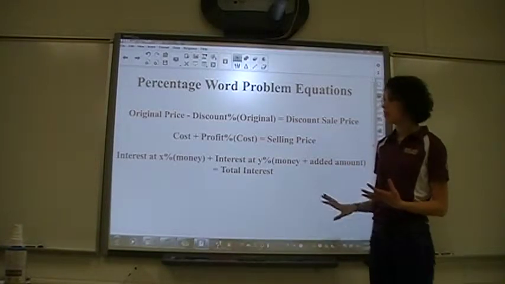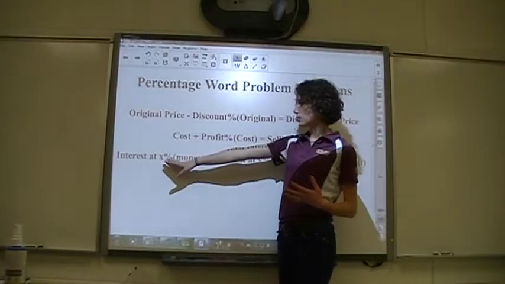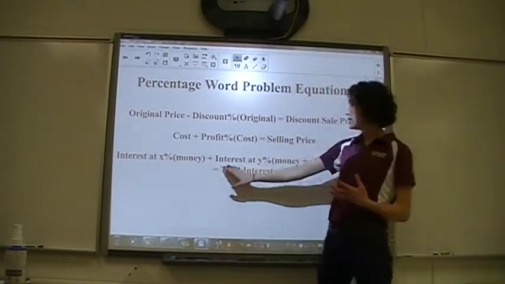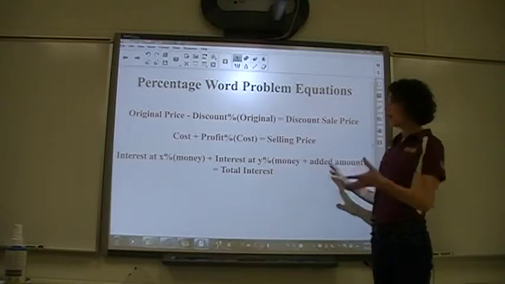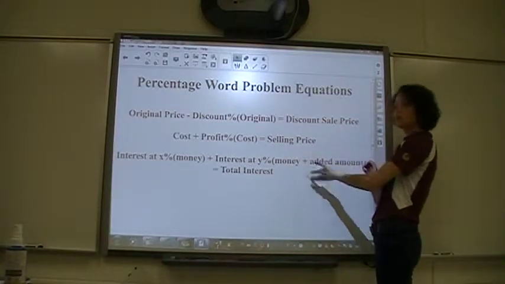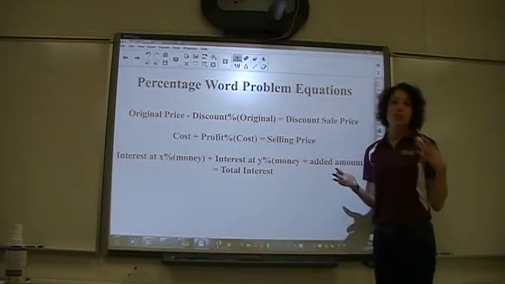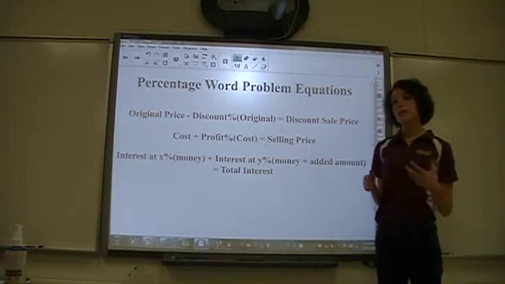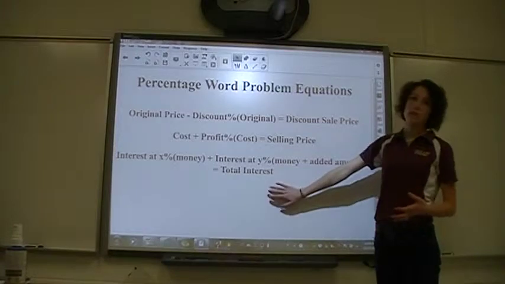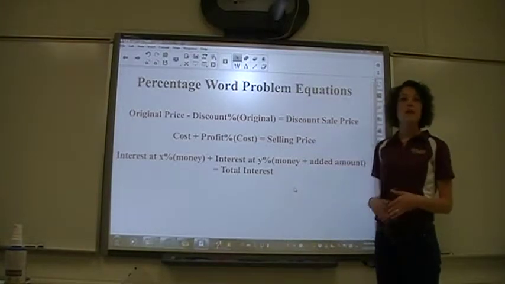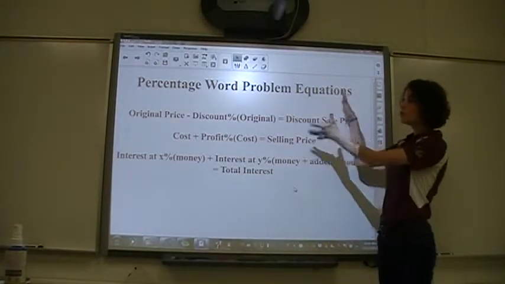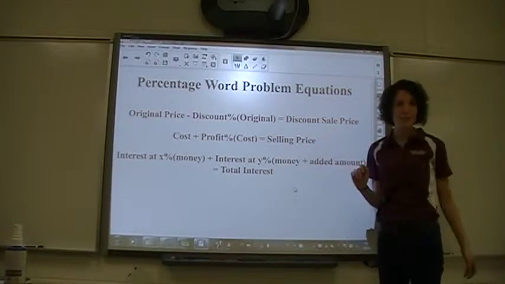Then the last equation is going to be an interest at a certain percentage times the money, plus the interest at a different percentage, and then I might give you that same amount, but you're also going to add another amount, equals that total interest. So when I'm talking about taking money and investing it and making a certain amount of interest, this is the type of equation that you want to use. Now let me give you some examples so that these different equations might make a little bit more sense.